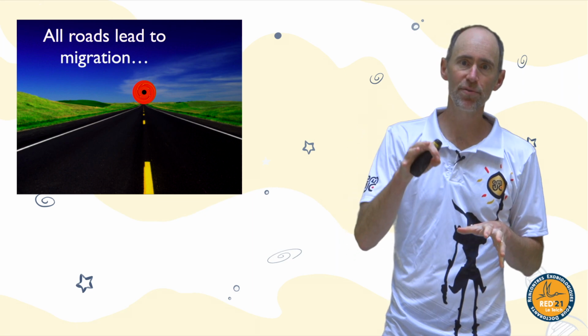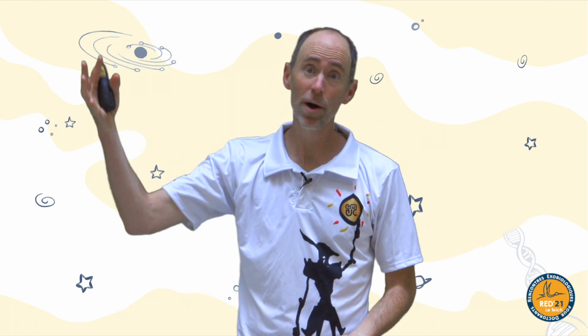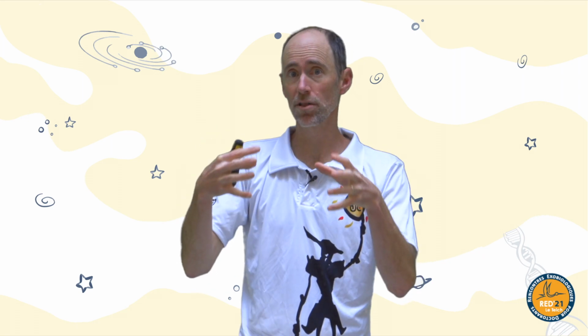Regardless of exactly where they form, all roads lead to migration. And so why do I say this? It's basically because, as I said before, the time scales are such that things grow fast, and they have to grow much faster than the time scale for the gas to go away. And so there has to be a window where large planets are interacting with the gaseous disk.